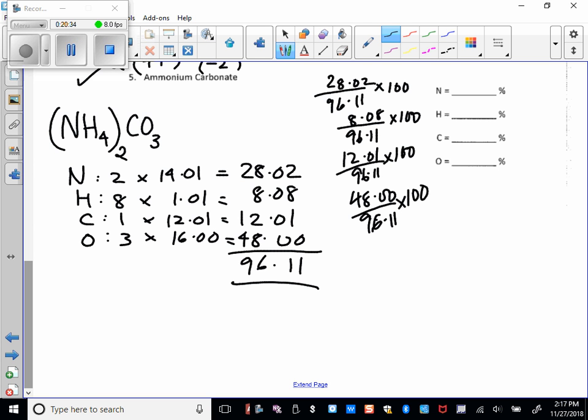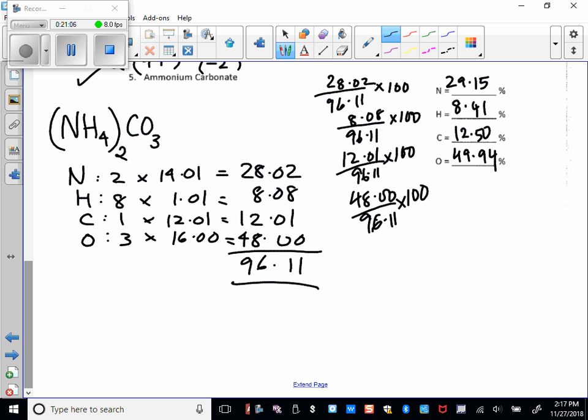Anybody has values? Yes, look. Nitrogen, what is the percent? 29.15. What about the next one? 8.41. Sam? 12.50. And what about the last one? 49.94.